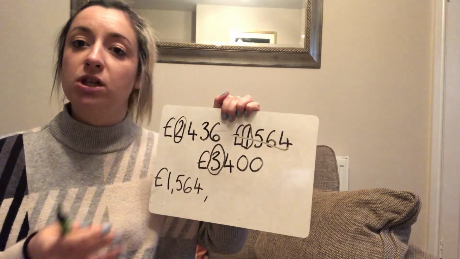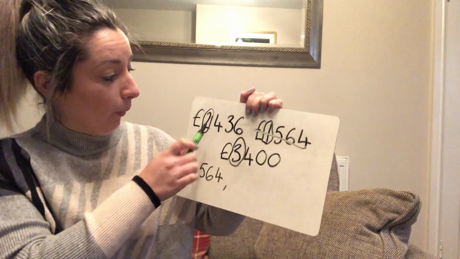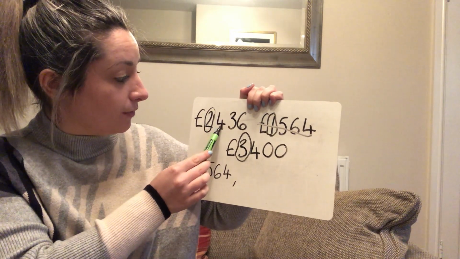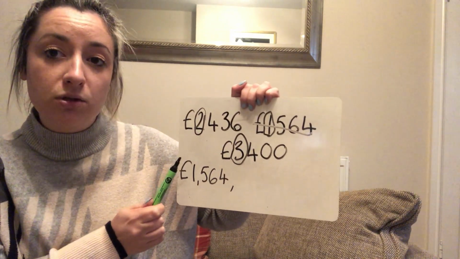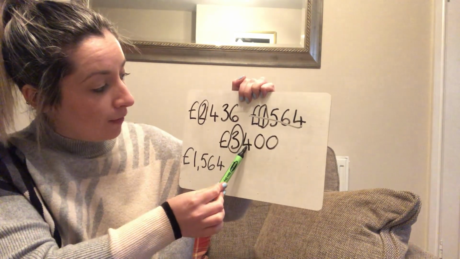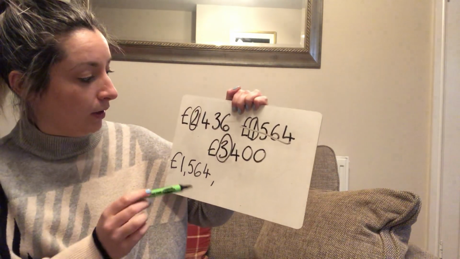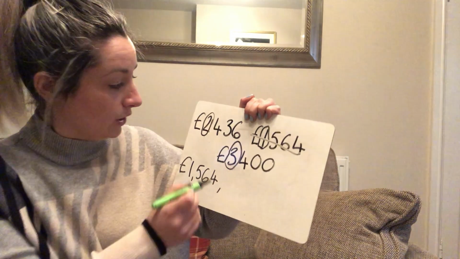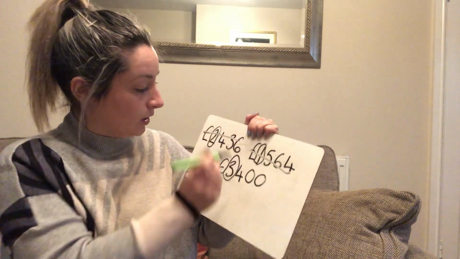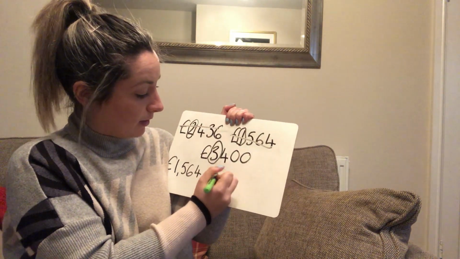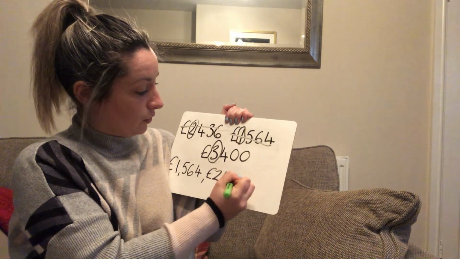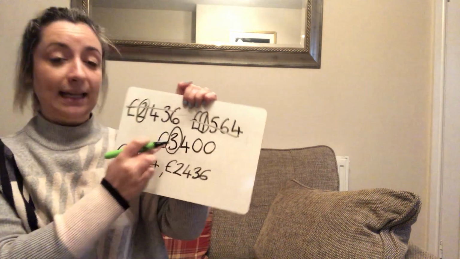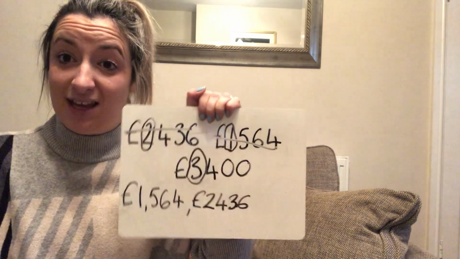So remember, we're starting with the lowest number. Which one of these 2 is the lowest? So you've got £2,436, £3,400. So I know that my 2 is smaller than my 3. So that's going to be my next one. So the next one is going to be £2,436, which would then leave this amount as the highest.